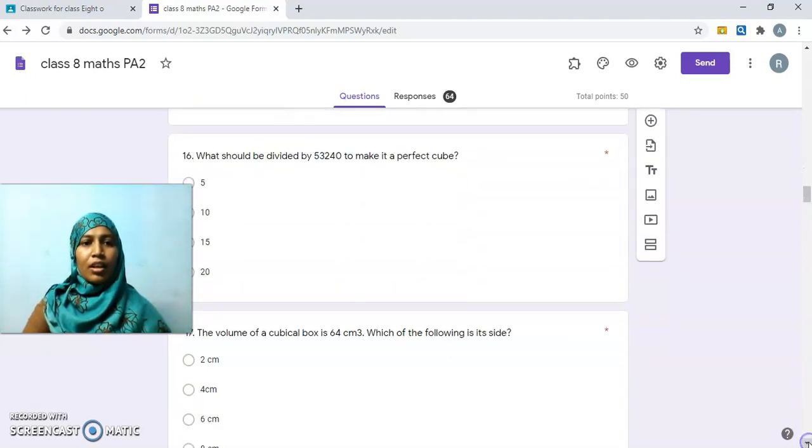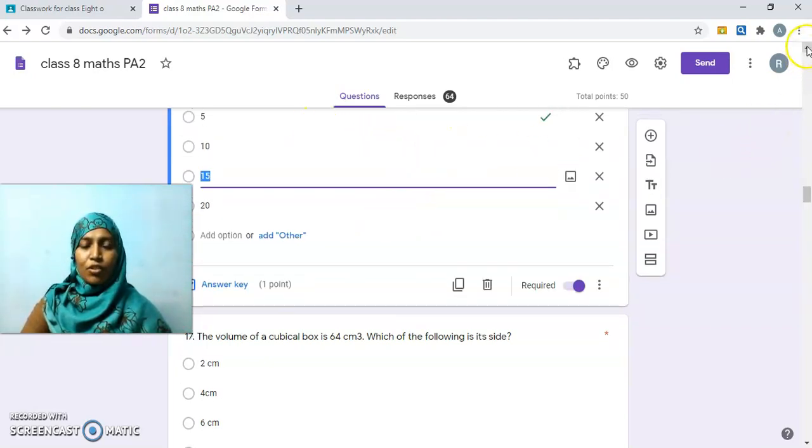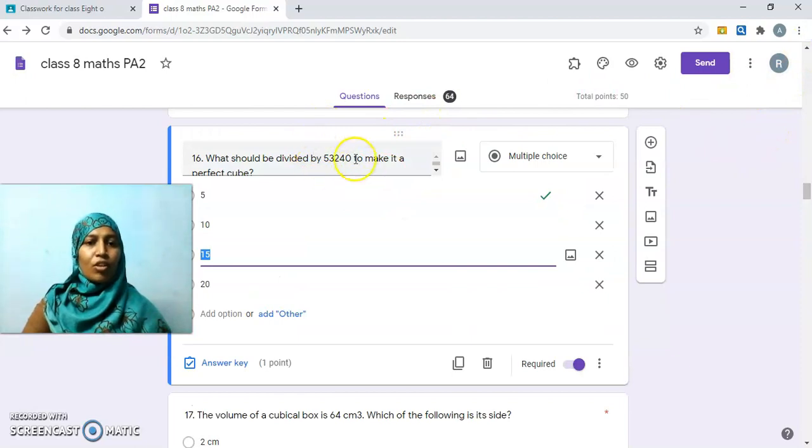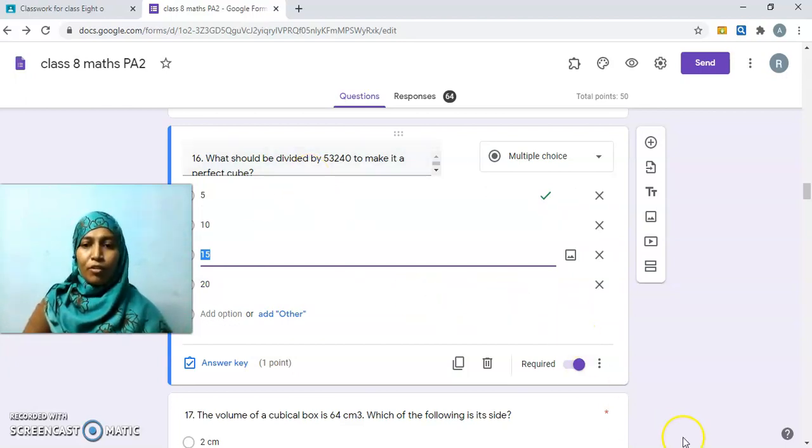Next question. What should 53240 be divided by to make it a perfect cube? Again, going for prime factorization method and find the answer. So which is the right answer? 5 is the right answer for this question. You have to do prime factorization for this number 53240. Okay, you will have one 5 which is not occurring in triples. This alone will be occurring only once. It has to be removed. So we divide by 5 to make it a perfect cube.